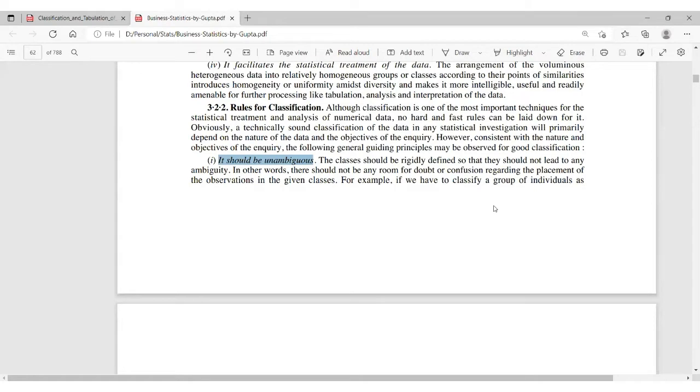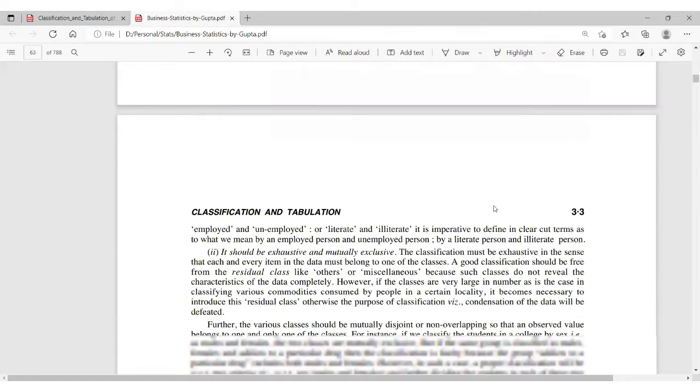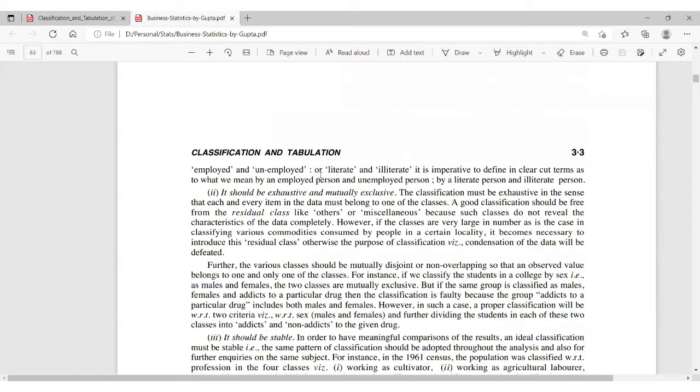For example, if we have to classify a group of individuals as employed or unemployed, or literate or illiterate, it is imperative to define in clear-cut terms what we mean by an employed person or an unemployed person. Right?